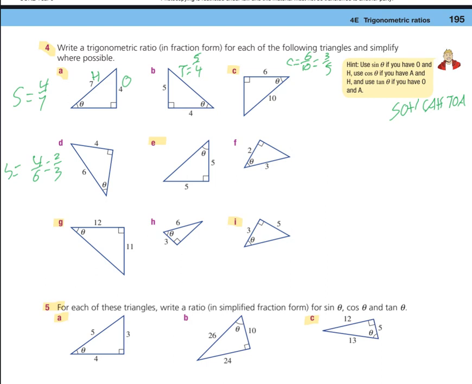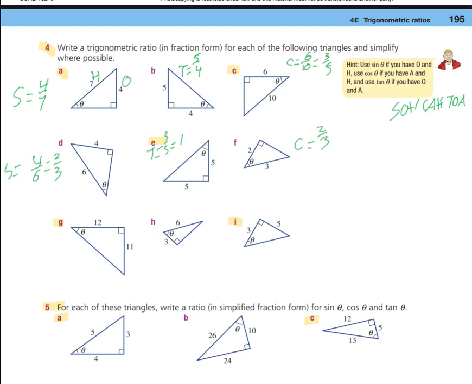This is 5 over 5, which is just going to be 1. And this one, it does have the adjacent and it has the opposite. So adjacent and opposite is TOA. It's going to be tan theta equals 5 over 5, which is just 1. This one, there's opposite, there's hypotenuse, so you've got adjacent and hypotenuse. This is cos equals adjacent over hypotenuse.